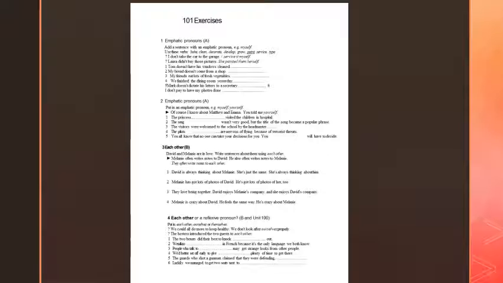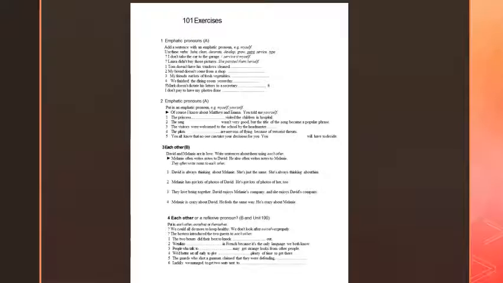Number 4. We finished the dining room yesterday. यहाँ आपको दिया गया है word decorate. So डाइनिंग रूम को फिनिश किया कैसे? ऑब्वियसली डेकोरेशन हो रही होगी. We decorated it ourselves. Number 5. Mark doesn't dictate his letters to a secretary. क्या करता है? अगर डिक्टेट नहीं कराता तो ऑफ कोर्स खुद टाइपिंग करता है. He types them himself. Number 6. I don't pay to have my photos done. अगर किसी को पे नहीं करती फोटोज अपनी डेवलप कराने के लिए तो खुद डेवलप करती है. I develop them myself.